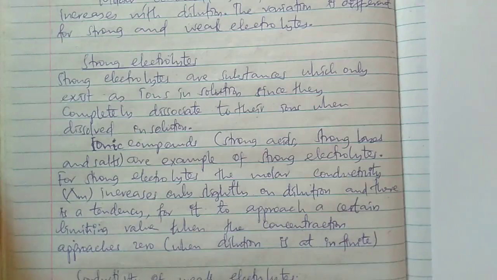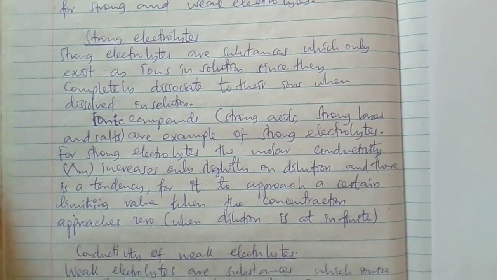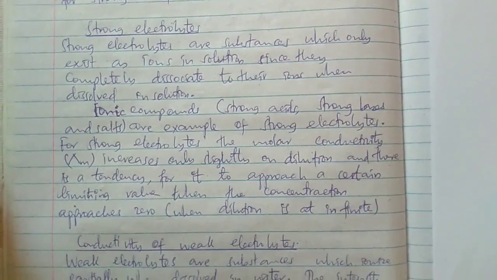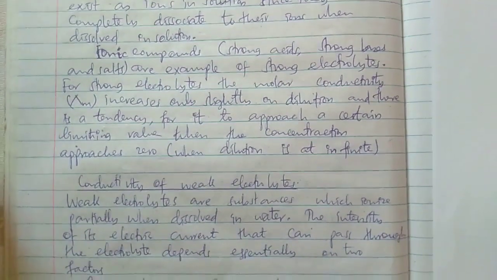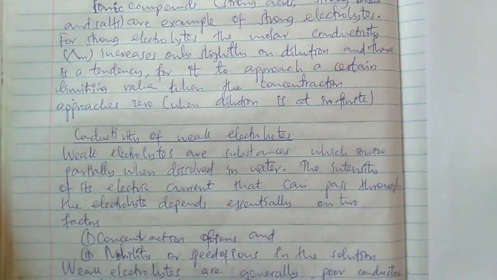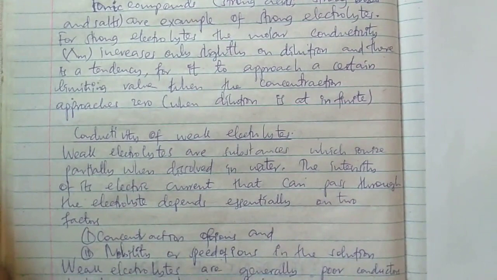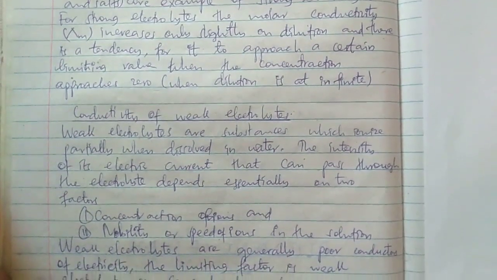For a strong electrolyte, the molar conductivity increases only slightly on dilution, and there is a tendency for it to approach a certain limiting value when the concentration approaches 0. When the dilution is at infinity, molar conductivity does not continue to increase for a strong electrolyte. Conductivity of weak electrolytes: weak electrolytes are substances which ionize only partially when dissolved in water.